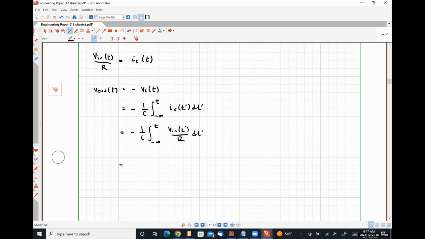And now it's simply a little touch of algebra here. So we're going to have negative 1 over RC times the integral from negative infinity to T of Vn T prime dt prime. So our output voltage is a scaled version of the integral of our input voltage. So this is an integrating amplifier.